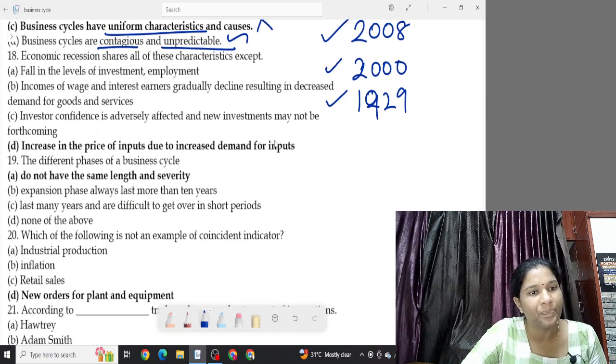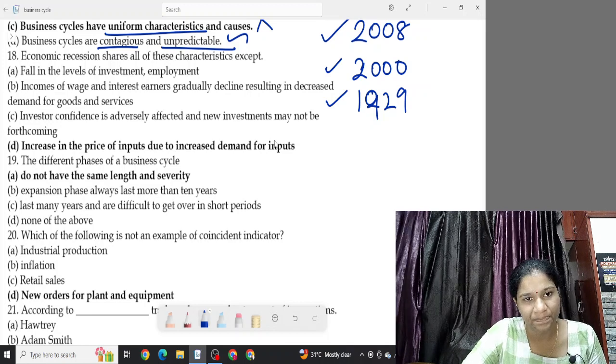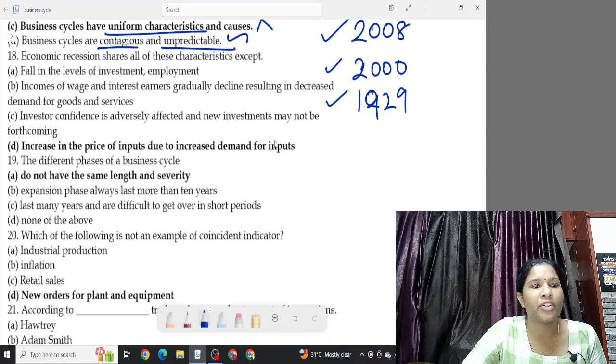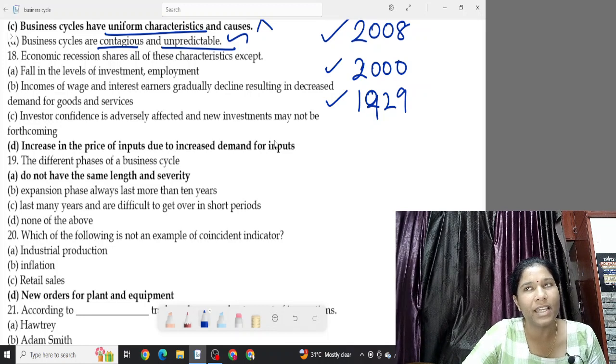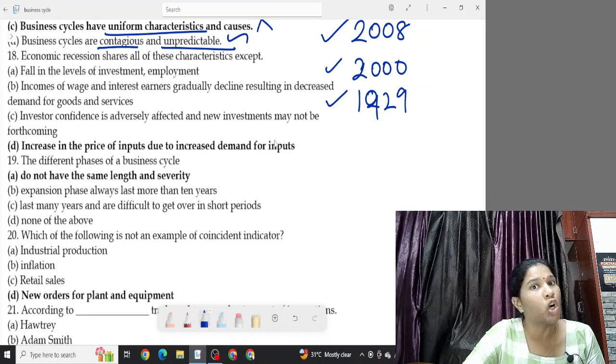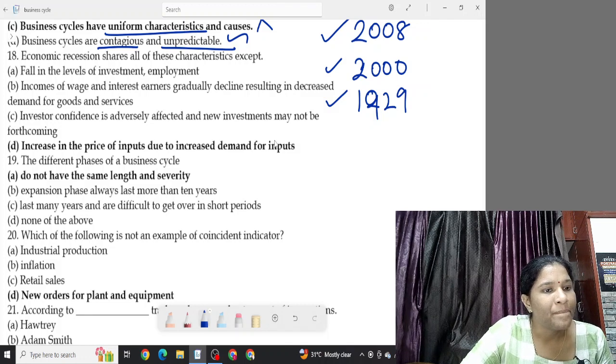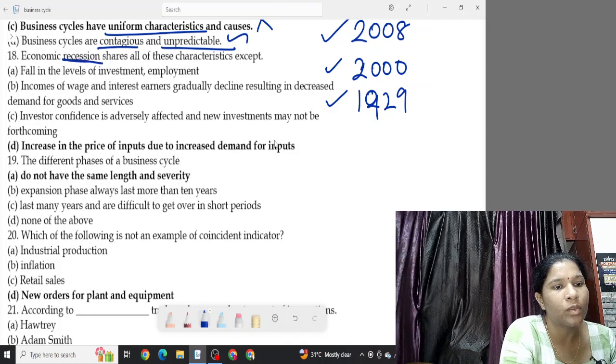Economic recession shares all of these characteristics except... So first you have to read all the options and put a tick where it is a characteristic feature of recession, and put a wrong sign where it is not a characteristic of recession, and then you will get the answer. Recession. So we'll see what a recession is.